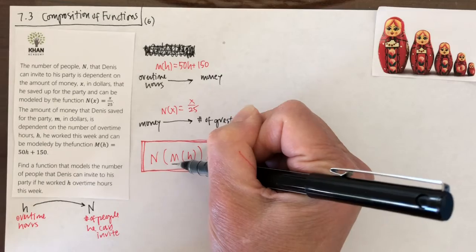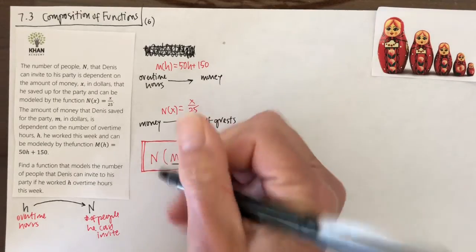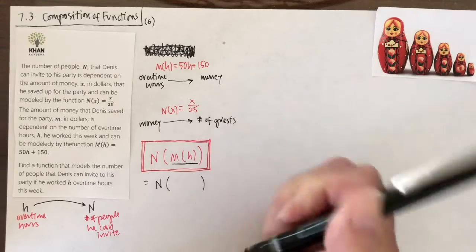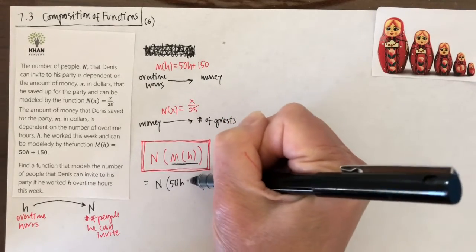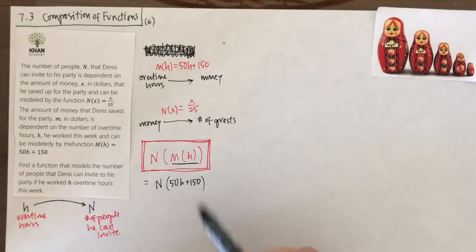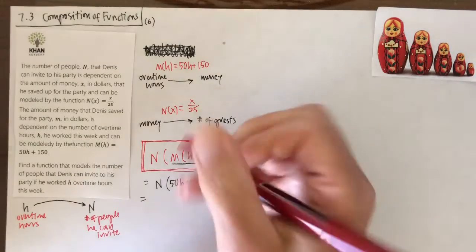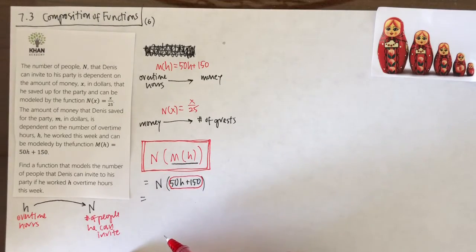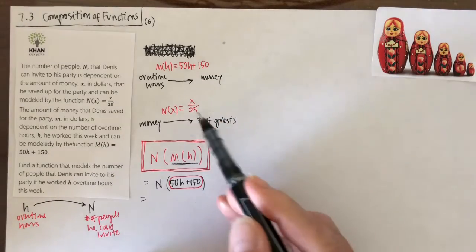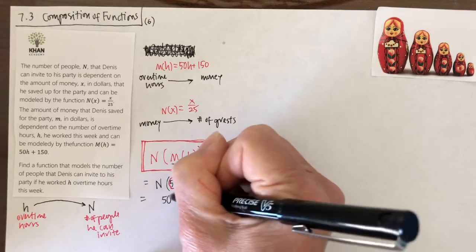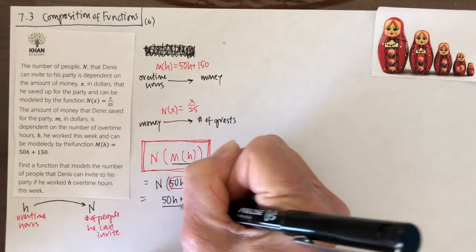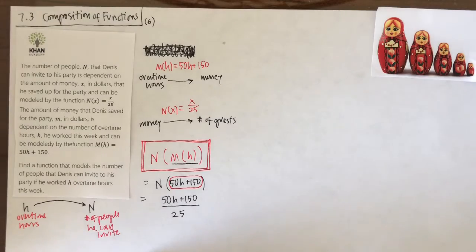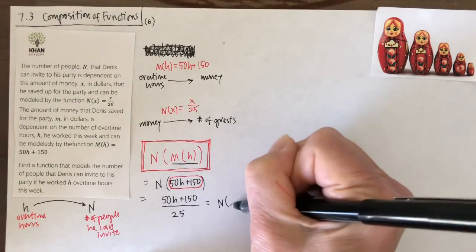So first we'll think of inputting this into the function N. So this equals N of M of H, which is 50H plus 150. Okay. So we're going to take this right here and input it into the function N. Here's the function N. This is our input, and this is where the input goes. 50H plus 150 divided by 25. That's it. This is N of M of H.